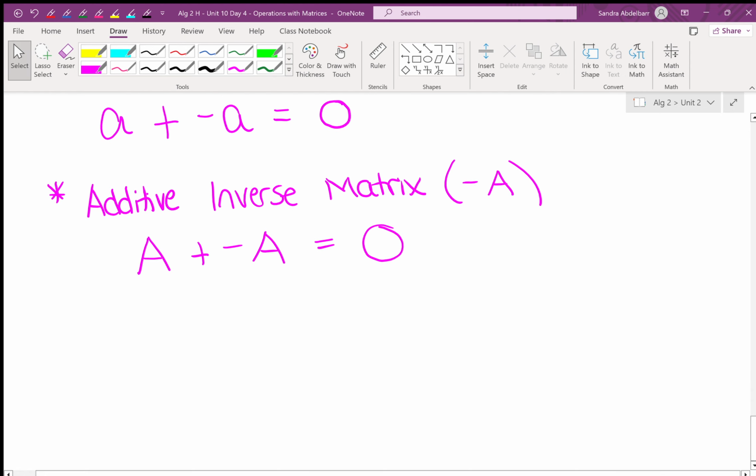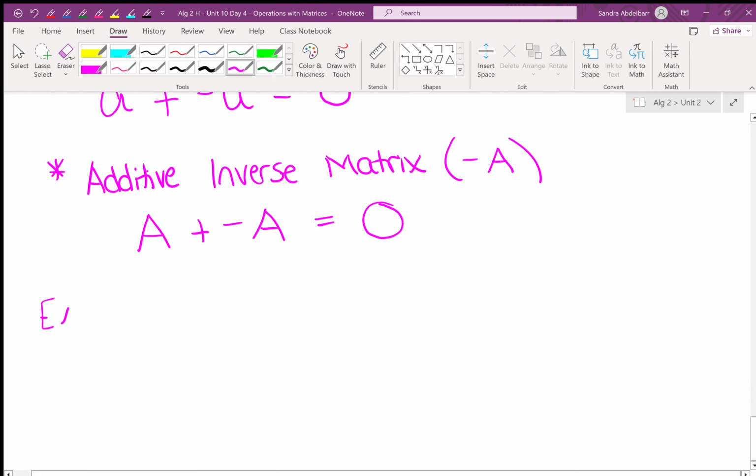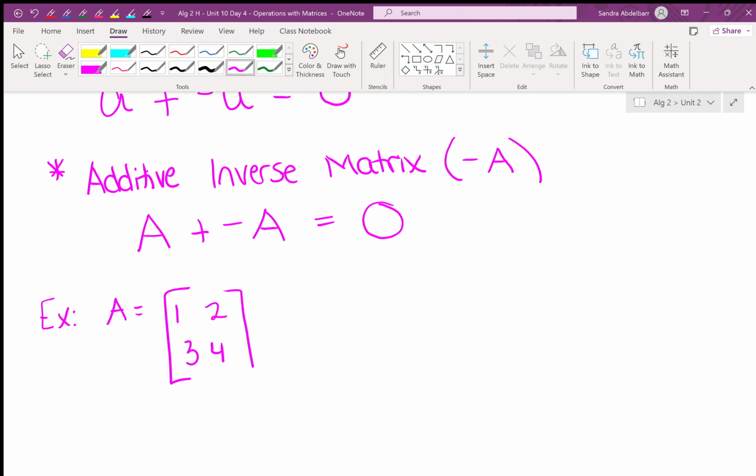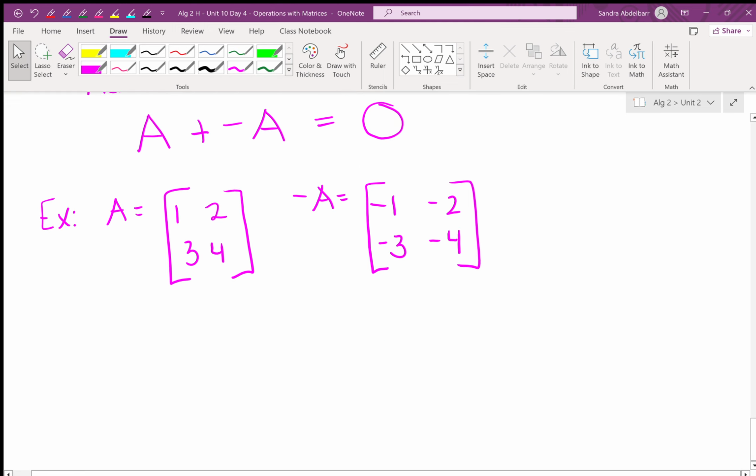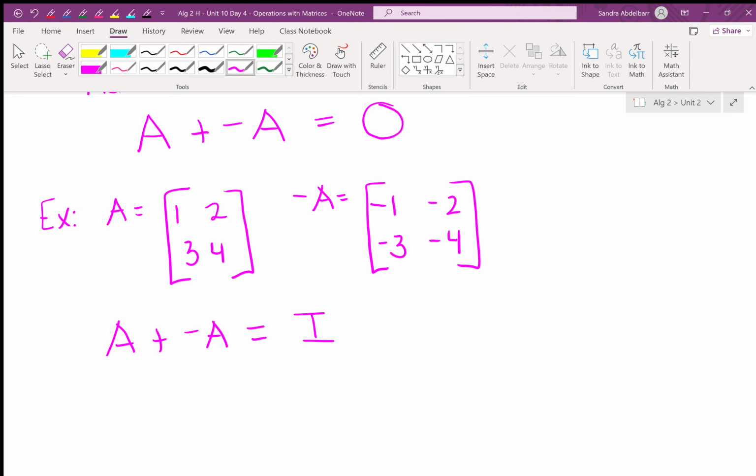You got it. So an example would be, if I had matrix A as 1, 2, 3, 4, what would the inverse of matrix A be? You got it. And what do we know about A plus -A? Well, what did we just call that before? The additive inverse.